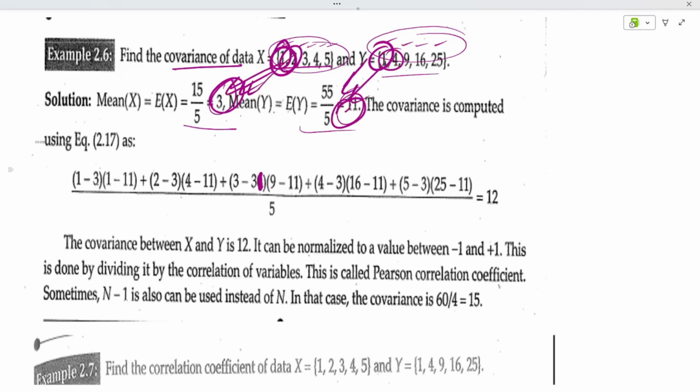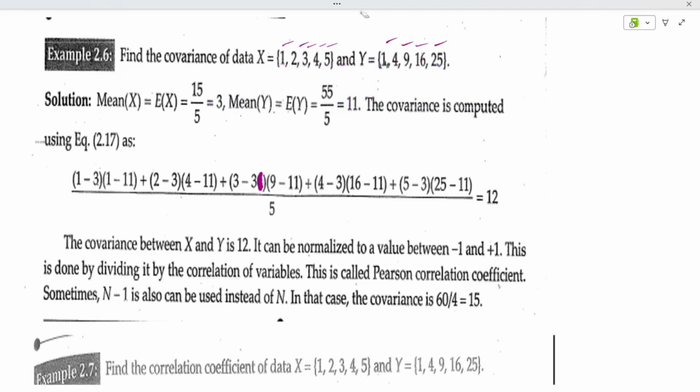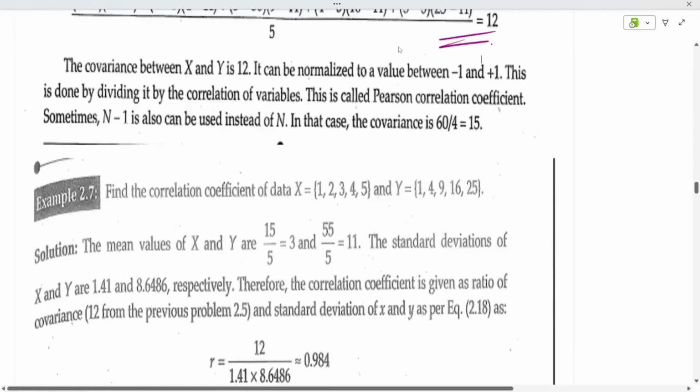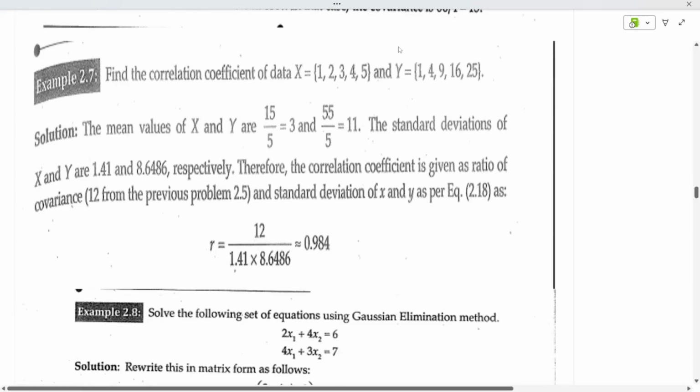Okay, then again you have to take 9 with 11, 4 with 3 and 16 with 11, 5 with 3 and 25 with 11. Again you have to do the same, and you will get the answer that you will be taking as the covariance. The covariance value is 12. Okay. Next we will find out the correlation coefficient.